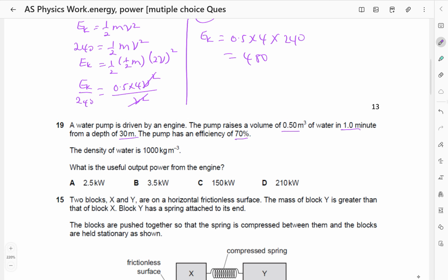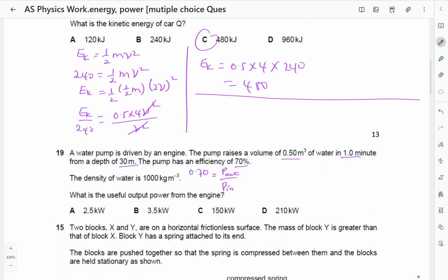So remember, efficiency is the useful power output over the power input, which will be just the useful power delivered by the engine over the total power input. So efficiency, which is 0.70, is equal to the useful power output, which is the power delivered by the engine, divided by the power input or the total power input. That is the efficiency. So let's begin by finding the power delivered by the engine, which I'll call the power output.